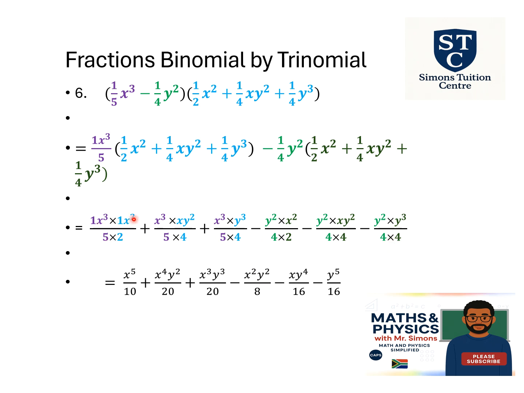So x cubed times x squared would give me x to the 5. 5 times 2 is 10. X cubed times x would become x to the 4. Y squared, 5 times 4, 20. X cubed times y cubed gives me x cubed y cubed over 20. Negative y squared times x squared is simply x squared y squared, 4 times 2 gives me 8. Y squared times xy squared, y squared times y squared gives me y to the 4 x. 4 times 4, 16. And there y squared times y cubed would give me y to the 5. 4 times 4, 16. Right, so I hope it makes sense.